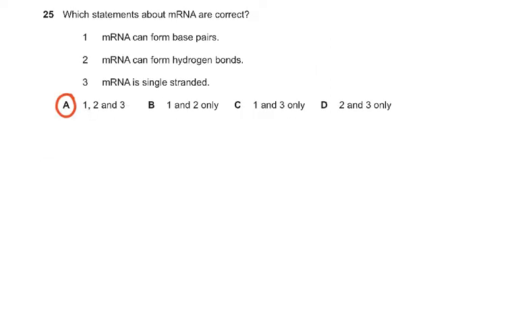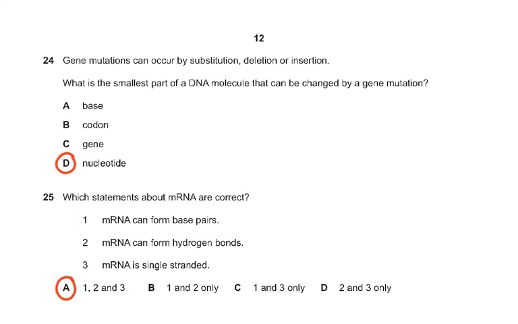Now coming to question number 24. Gene mutations can occur by substitution, deletion, or insertion. This has now been added to the AS level. It was previously in the A2 level. What is the smallest part of a DNA molecule that can be changed by a gene mutation? The smallest part of a DNA molecule that can be changed by a DNA mutation.